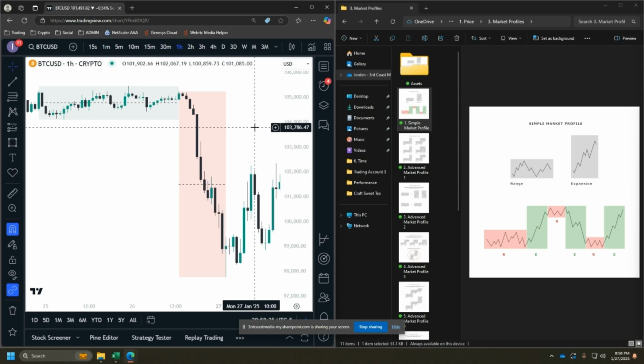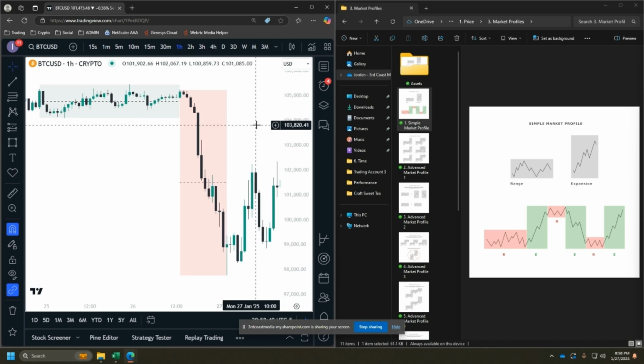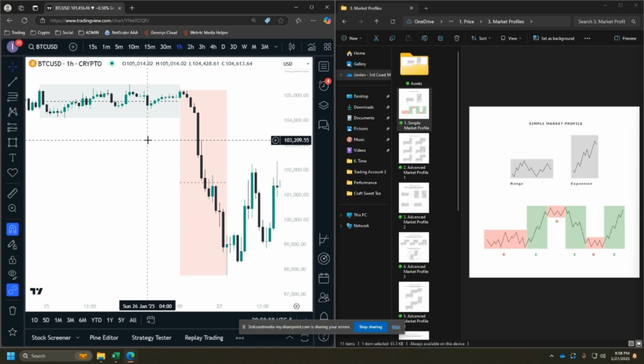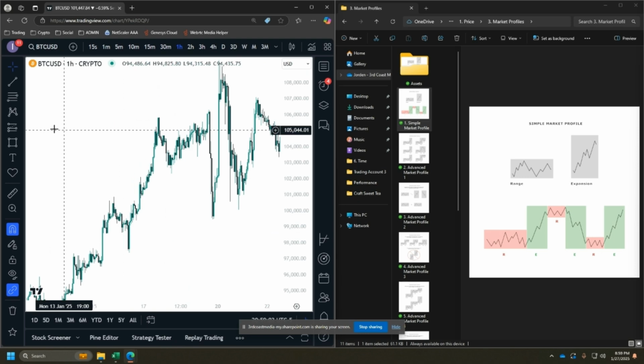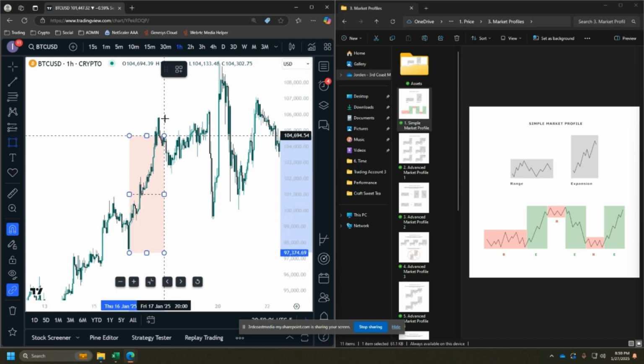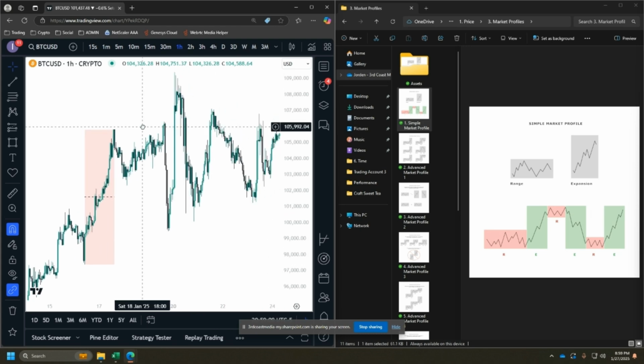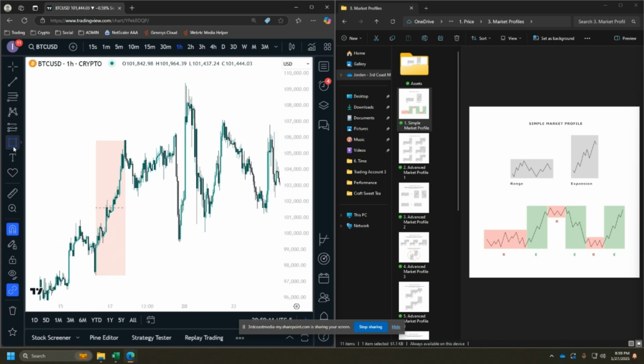You're going to notice that a lot of what we do stems from these concepts. So you want to take the time to understand market profiles, and don't move on unless you understand what I'm saying here when I refer to simple market profiles, which are ranges and expansions. And if we move around the chart, the Bitcoin chart, we can see all different types of expansions. And we can see all different types of ranges.